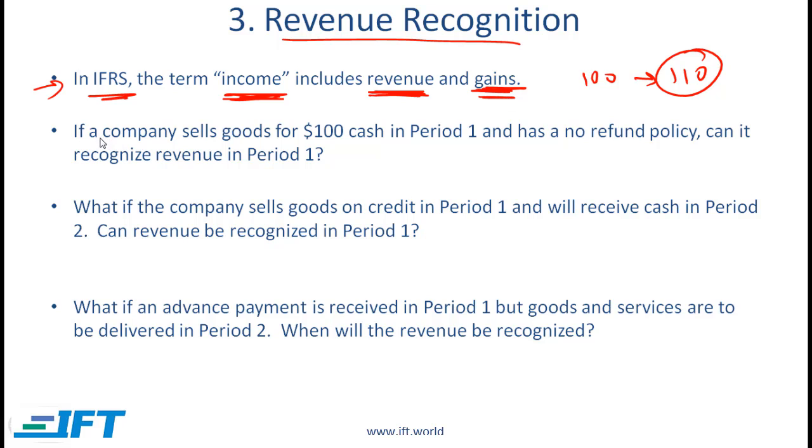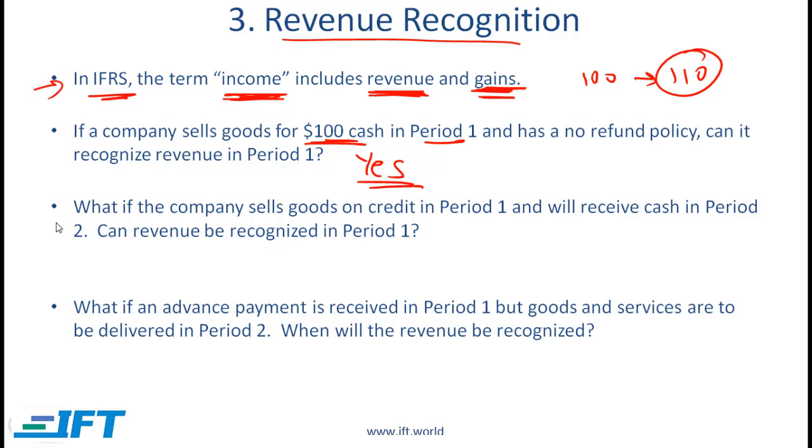Now coming to the concept of revenue recognition. When a company sells goods, can it recognize revenue in the period where it, quote unquote, sells? If a company sells goods for 100 cash in period 1 and has no refund policy, can it recognize revenue in period 1? And the answer is an unambiguous yes, because clearly the goods have been sold, the customer cannot return the goods, and the customer has paid cash. So clearly the company can show revenue of 100 for period 1.